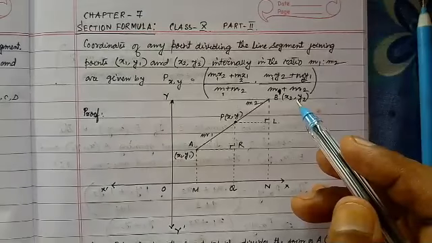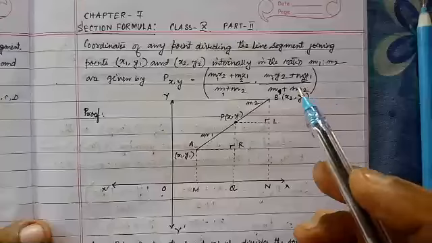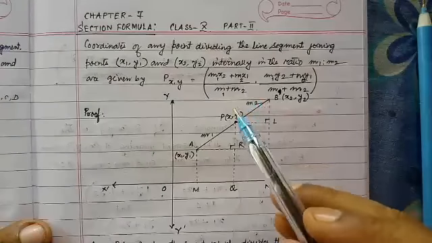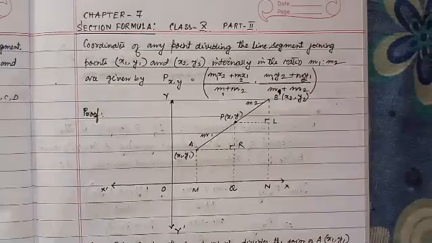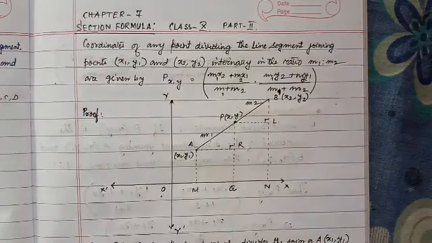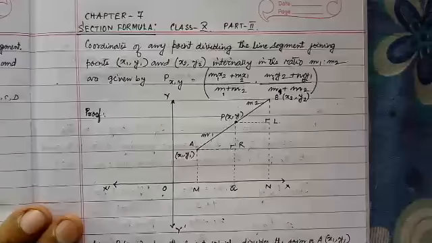Hello students, for class 10, it is the second video of chapter 7, coordinate geometry. It is section formula.